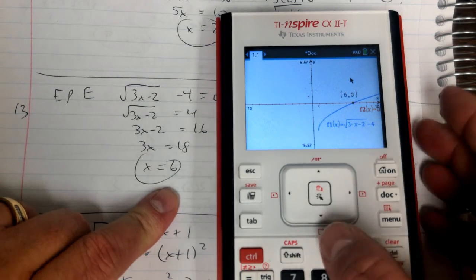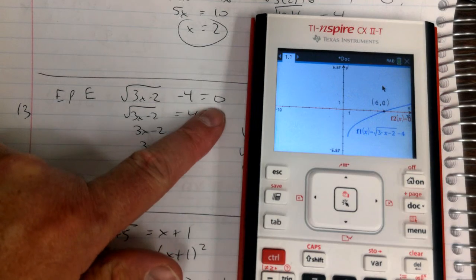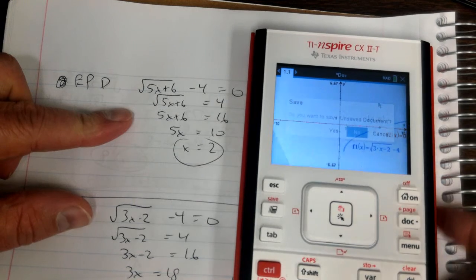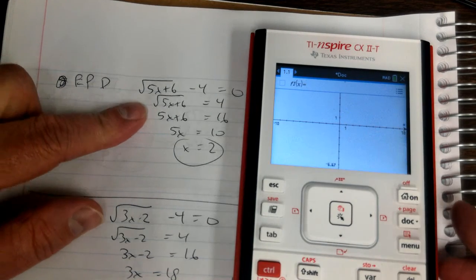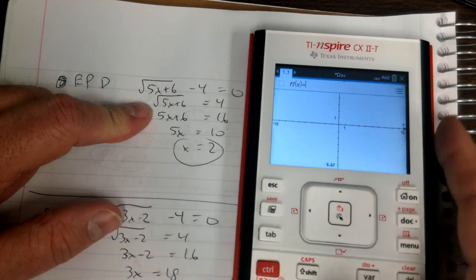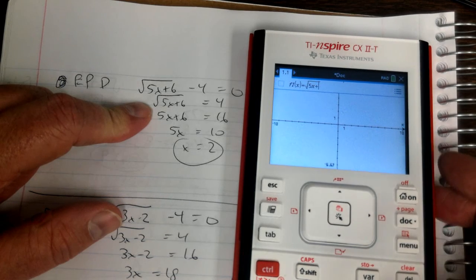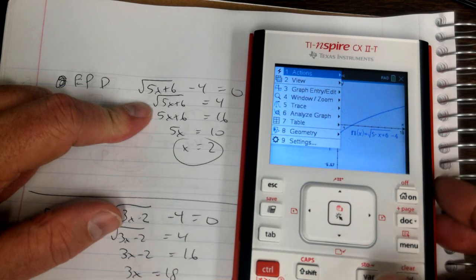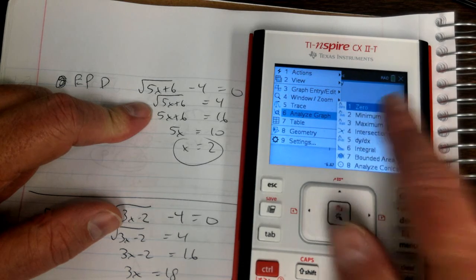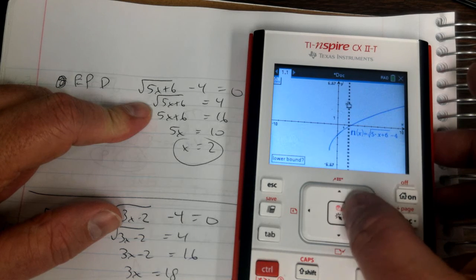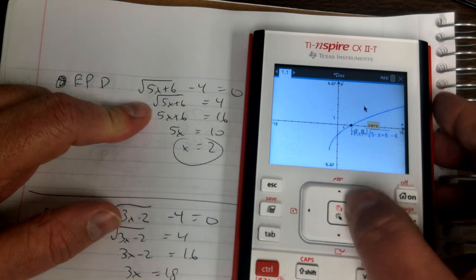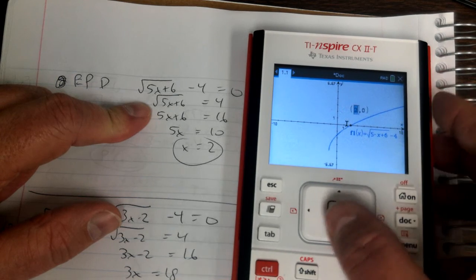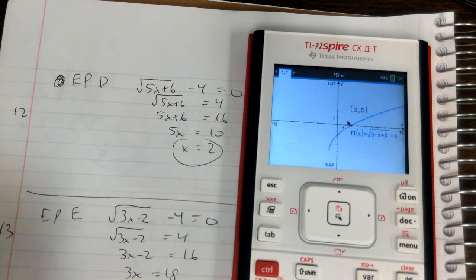Now, if you know f2 is really 0, let me just demonstrate this one. If you know f2 is really 0, then you don't have to type it. Go square root 5x plus 6 minus 4, enter, and just do the 0 of the graph because that's the x-intercept. So that way it'll save you some keystrokes. You move this, you get 2, 0, and so 2 was your answer.